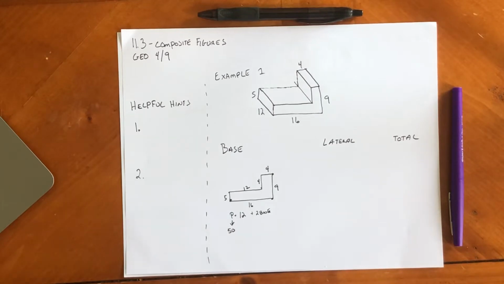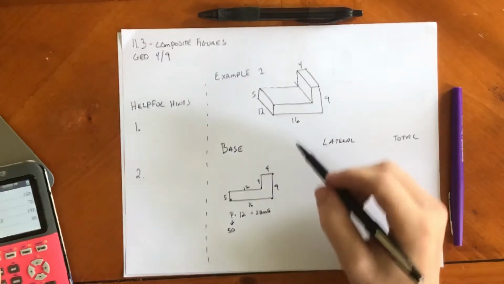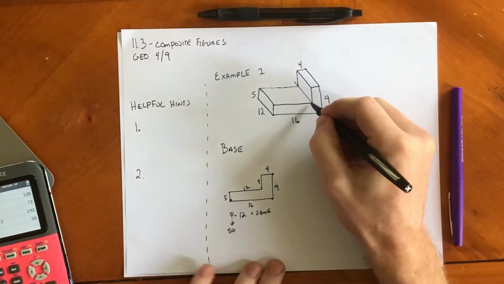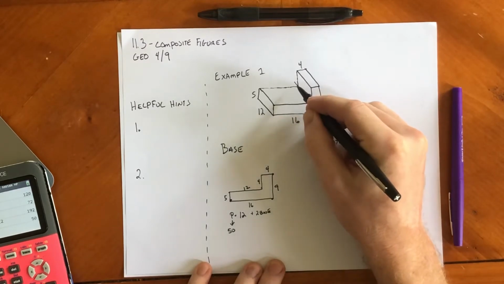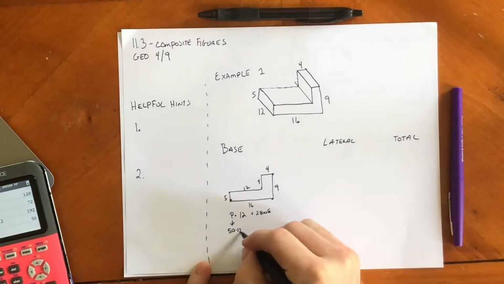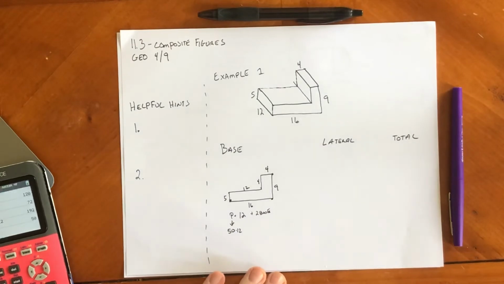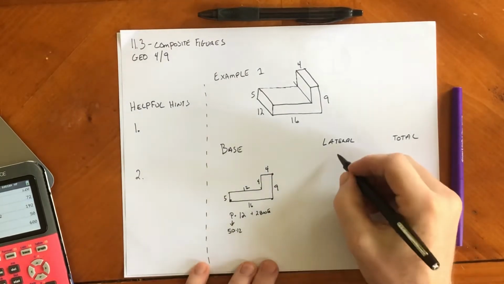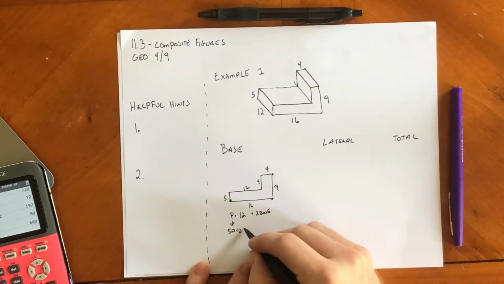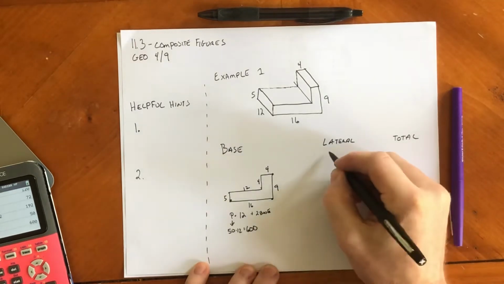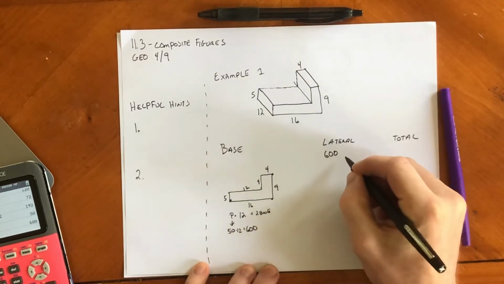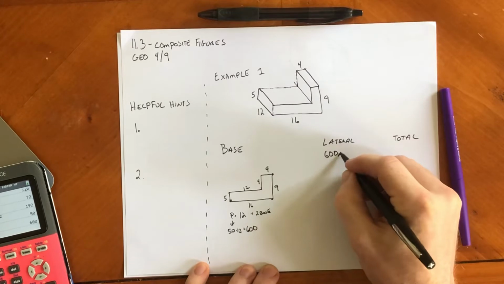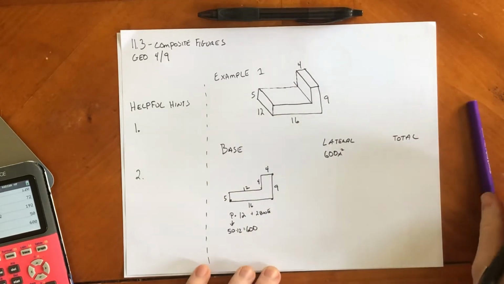So if I want to find the lateral surface area, what I do is I take that perimeter and I multiply it by the height of the shape. So if I take that 50 times 12, the lateral surface area is going to be 600 units squared, right? So the lateral surface area is going to be 600, looks like we're in meters squared.